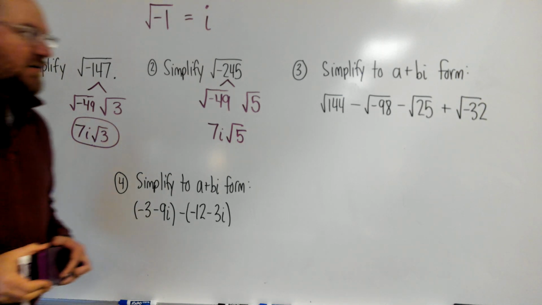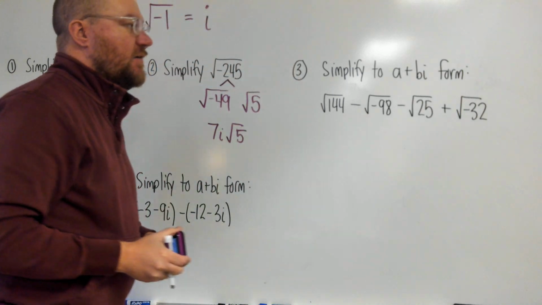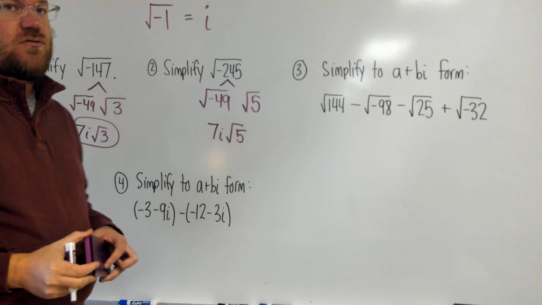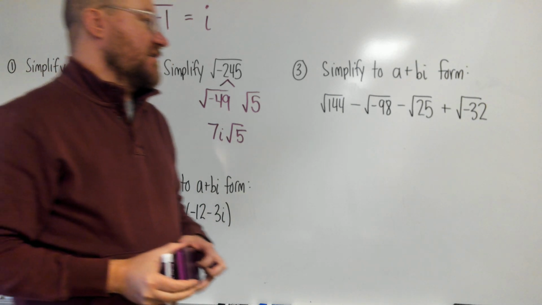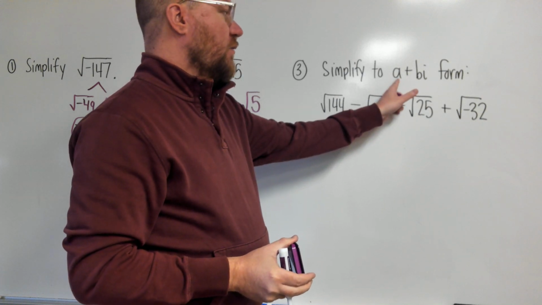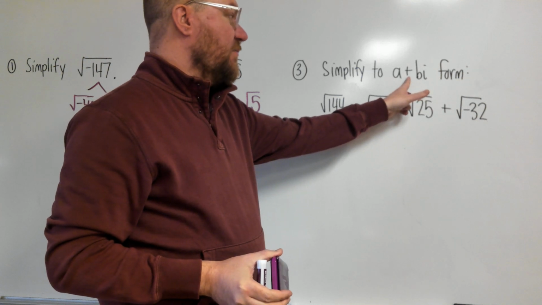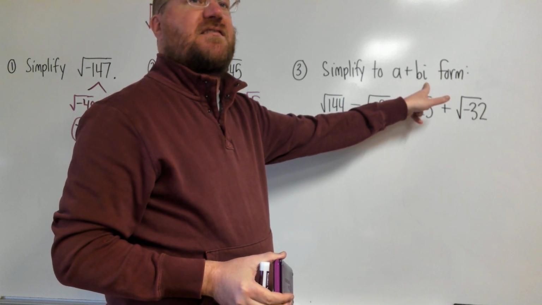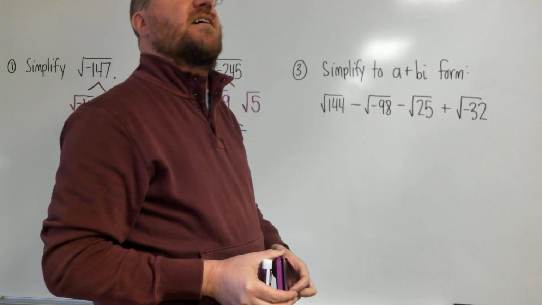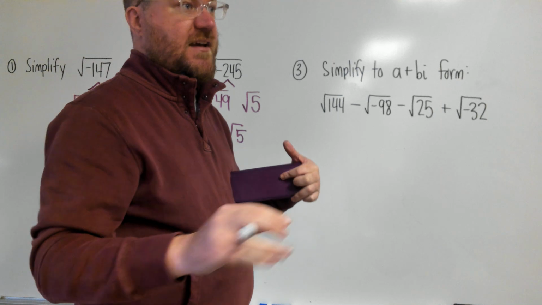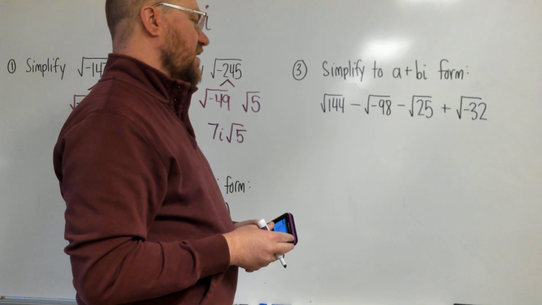All right, let's take a look at example 3 here. It says simplify to a plus bi form. So when you do square roots, a plus bi form is when you write your answer with normal numbers plus numbers that have i's attached. We're going to put the plain numbers first, and then we're going to put the numbers with the I attached, and we're going to do those second. We're going to attach those to the end. So let's simplify this to the best of our ability.